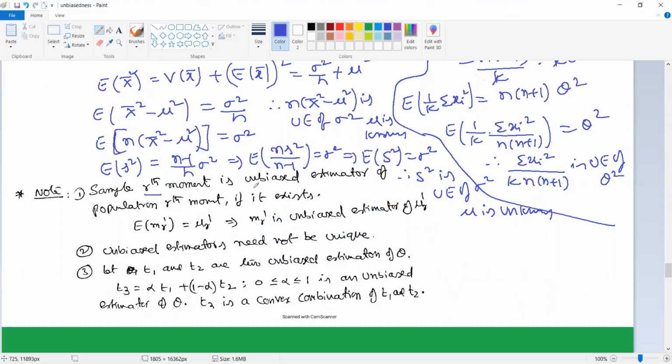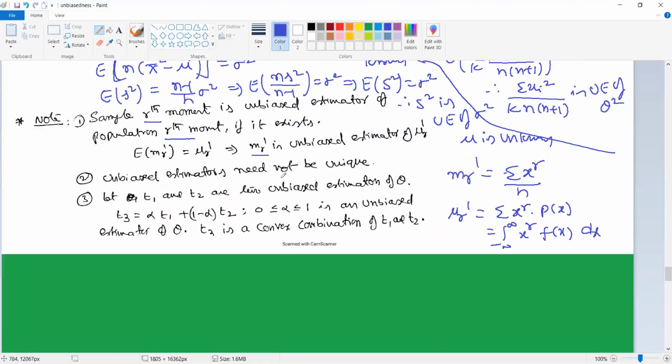Sample Rth moment is an unbiased estimator of the population Rth moment if it exists. So moments exist here. We can take this one: expectation of M R dash equal to mu R dash. So M R dash is an unbiased estimator of mu R dash. M R dash is equal to summation x power r by n. The mu R dash formula is equal to summation x power r into p of x for discrete random variables, and for continuous random variables, integral from minus infinity to plus infinity of x power r into f of x dx.